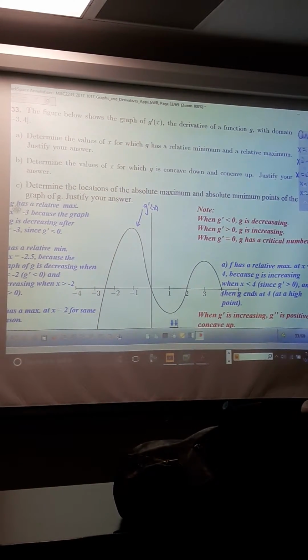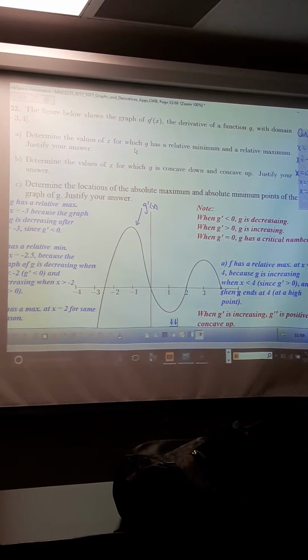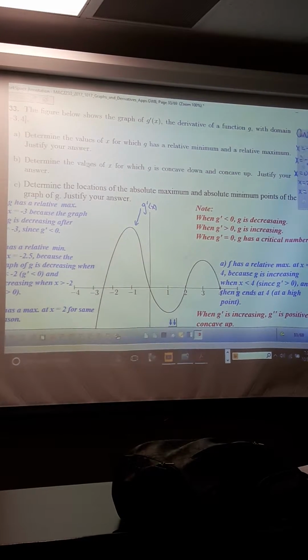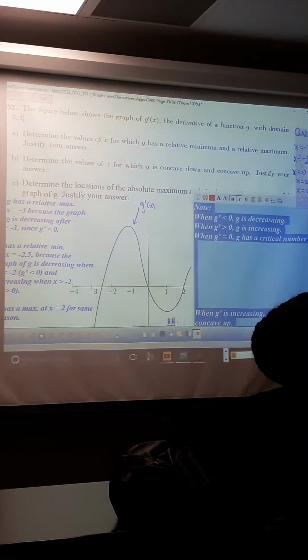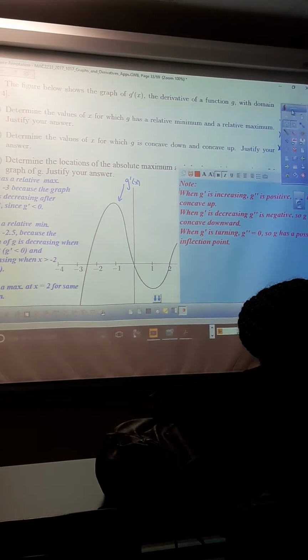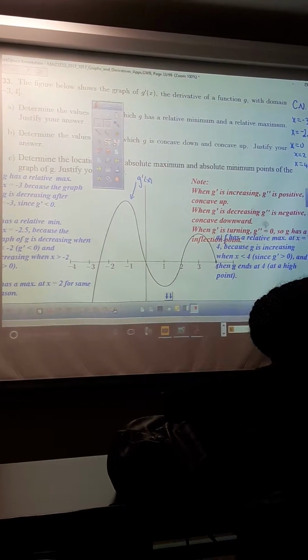Now we're doing part B. We're asking, determine the values of x where g is concave down and concave up, right? So I'm going to change my note a bit, because I have the first note, part of the note already. And let's see what it says now.